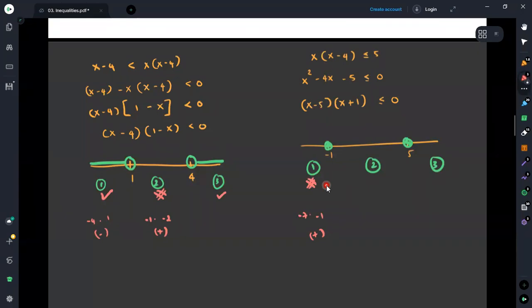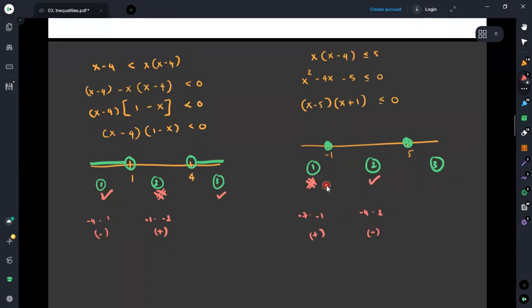Then we can arbitrarily take a value from region number 2. I will take plus 1 in this region. 1 minus 5 is minus 4, times 1 plus 1, which is 2. Then you will get a negative value. Therefore, it satisfies this inequality, and region 2 is a possible region.